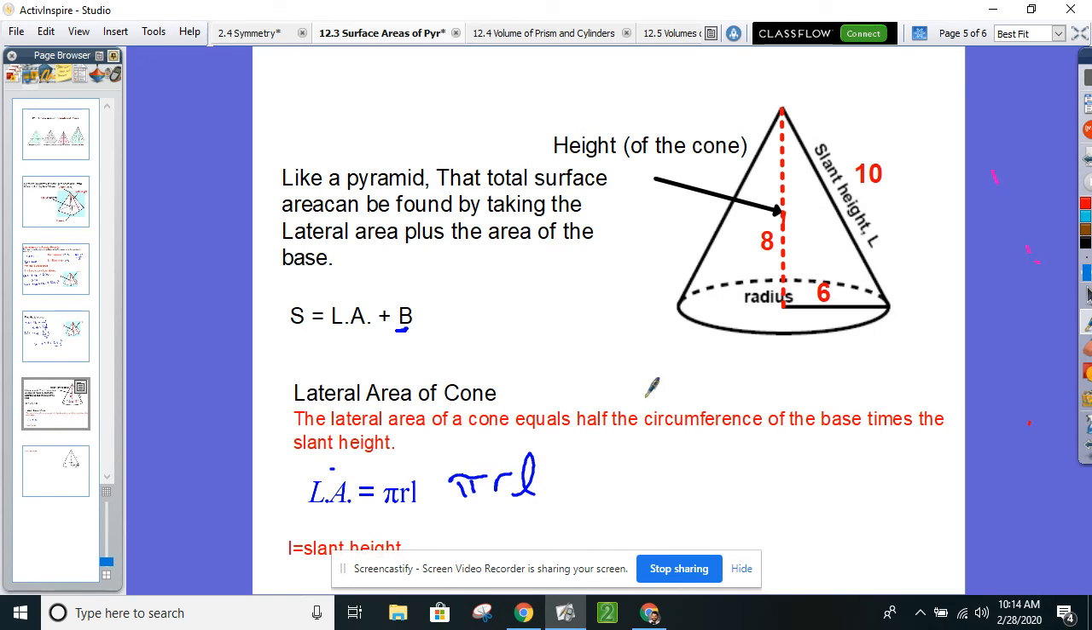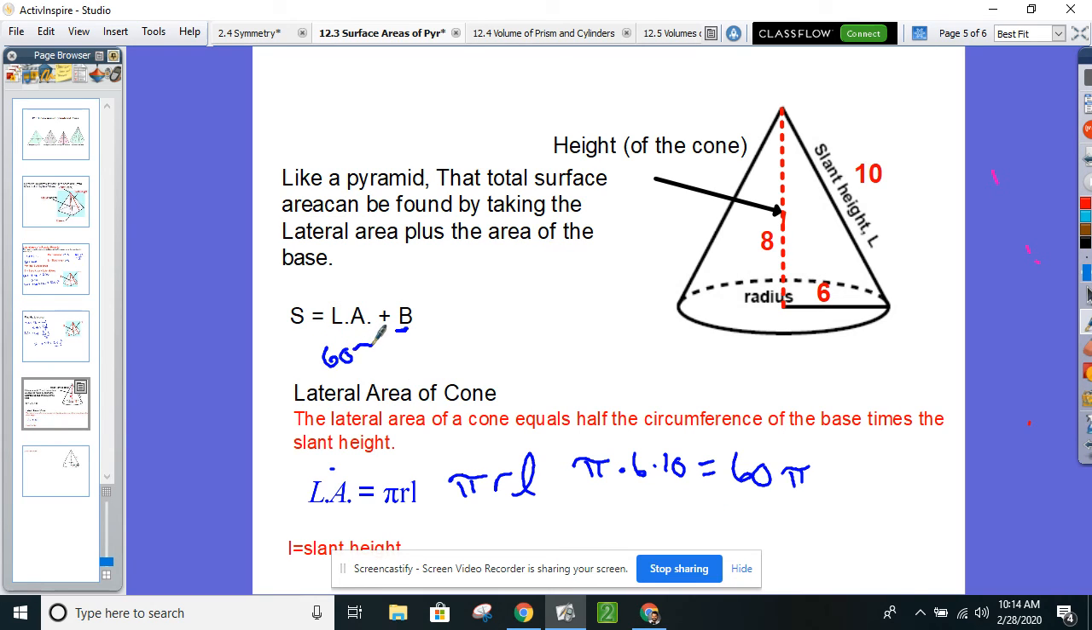As we set this up for this problem up here, we'll do pi times our radius, which is 6, times our slant height, which is 10. We multiply it together. Leave it in terms of pi, remember. Leave it in pi until the very end. So we multiply those together, get 60 pi. All right, so we got our lateral area.